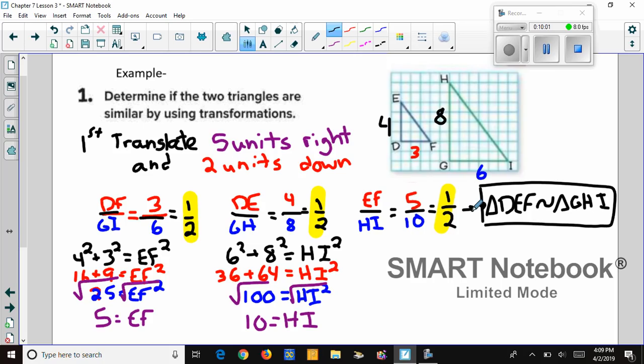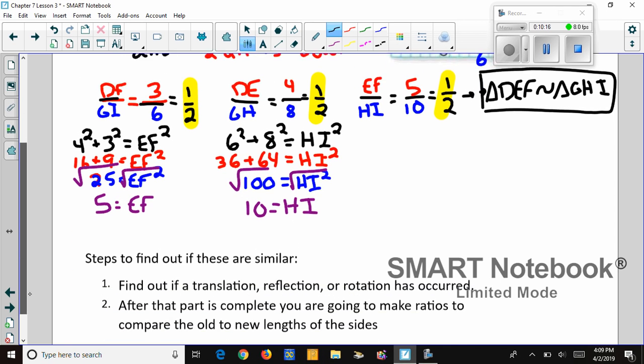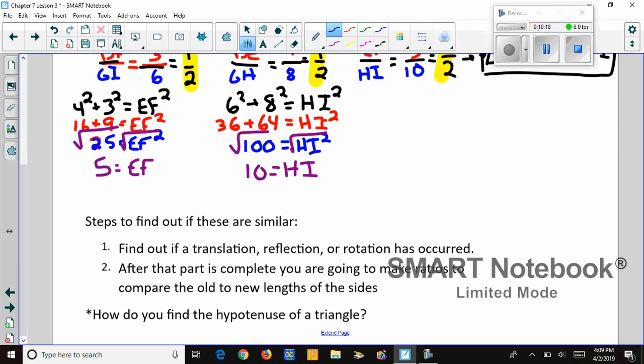So because we could identify a transformation and found all three ratios to be the same, these two triangles are similar. What I didn't show you is below there were steps to think about. Step 1, find out if a translation, reflection, or rotation has occurred. We determined it was a translation. And after that part is complete, you're going to make ratios to compare the old to the new lengths.